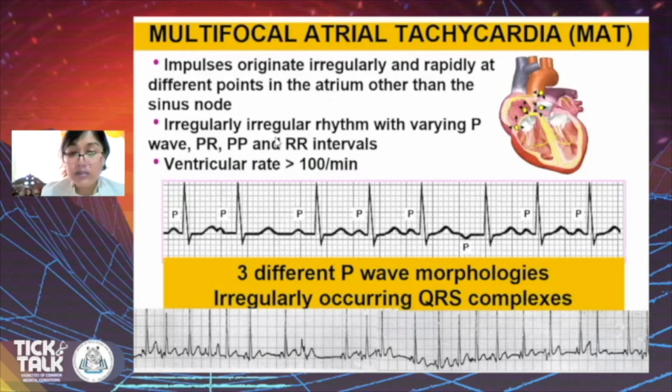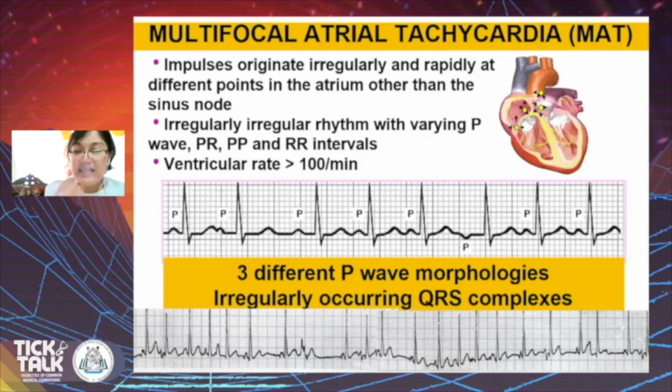So when you take a look at the ECG of the patient, the P waves actually do not look the same. Here in this particular tracing, the P wave has three morphologies or three shapes. They look different from one another. And because of that, the QRS complexes following the P waves are also irregularly occurring.